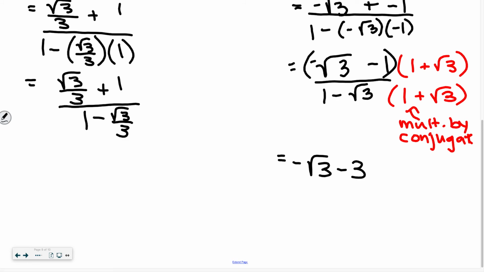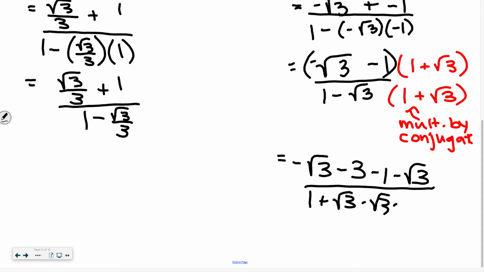And then I'm going to take the negative 1 times 1, and negative 1 times square root 3. Those are my 4 terms in the numerator. You okay with that? A square root 3 times the square root 3 is just 3. Okay, in the denominator, 1 times 1 and 1 times square root 3. And then negative square root 3 times 1 and negative square root 3 times 3.